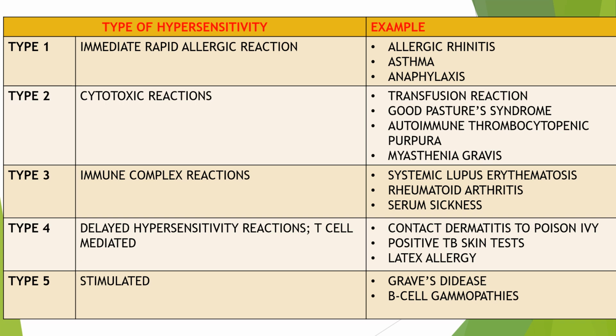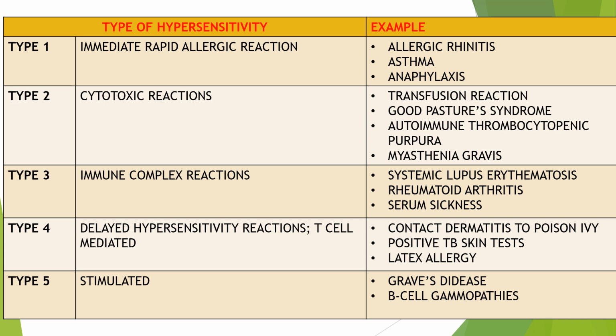Then moving to type 3, that is the immune complex reaction. That means formation of antigen antibody complexes will happen. This type 3 is also categorized into systemic and local reactions. Systemic reactions include rheumatoid arthritis, SLE, and serum sickness, and the local reaction includes the Arthus reaction.